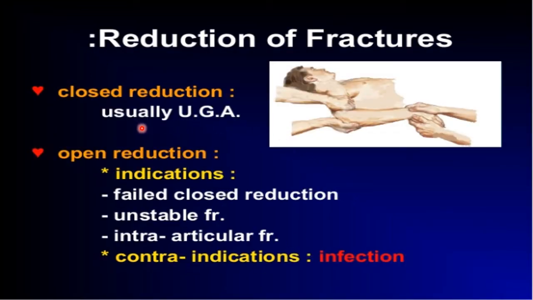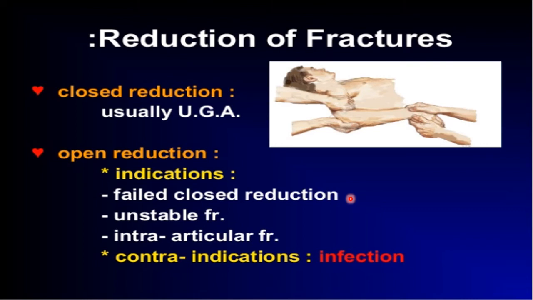Closed reduction is usually done under general anesthesia. Closed reduction is when you apply traction and manipulation from the outside to reduce the fracture, align the bones, and then apply a plaster cast outside. Open reduction is done by open surgery where you expose the bone ends and you fix them together using metal implants.